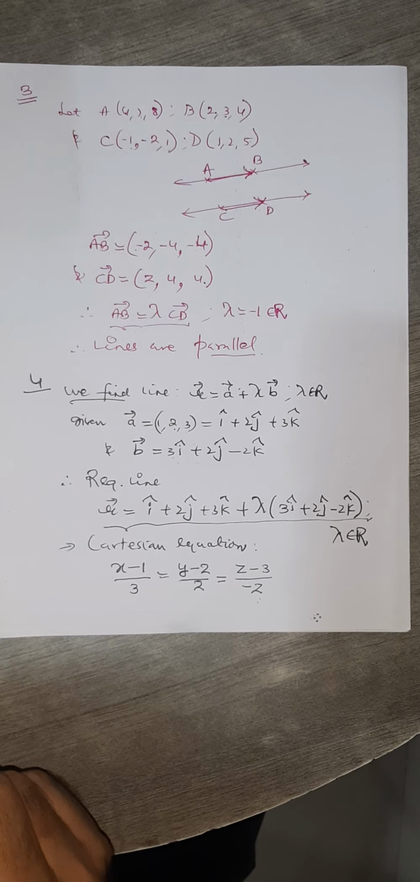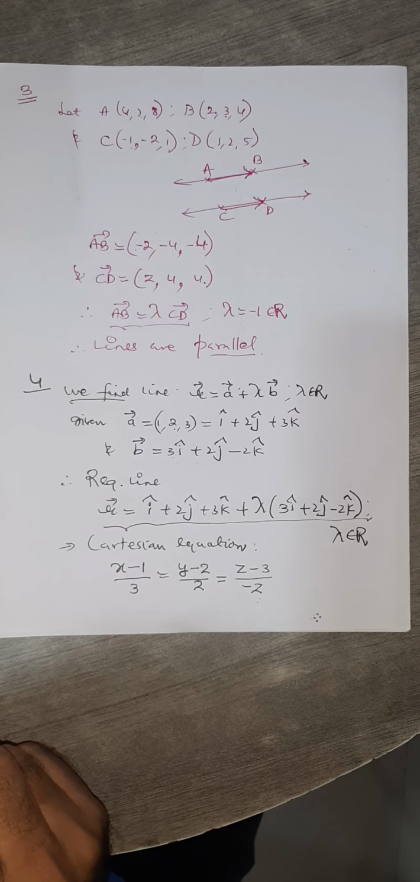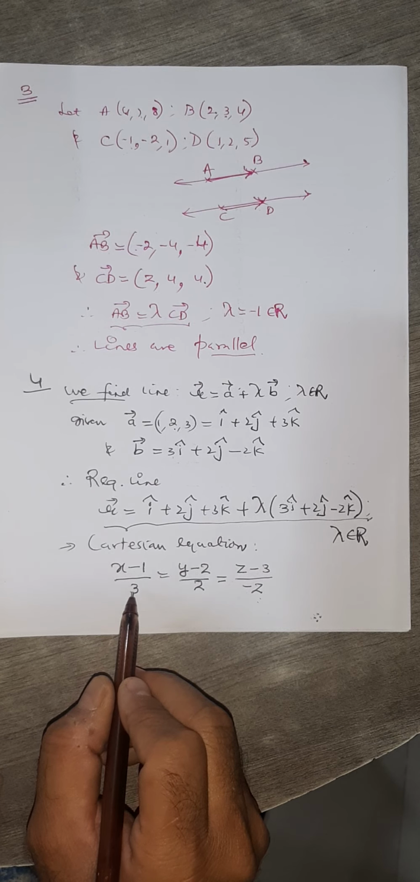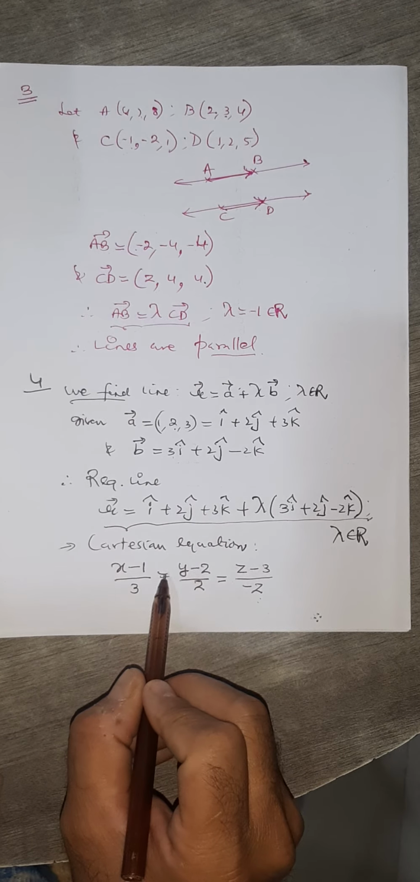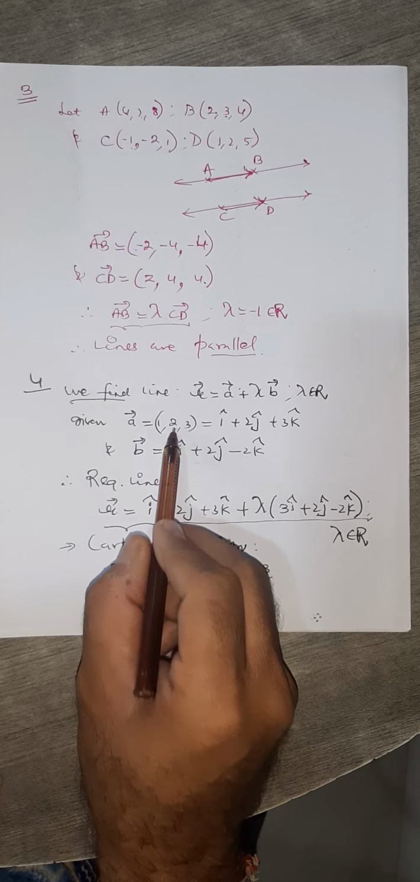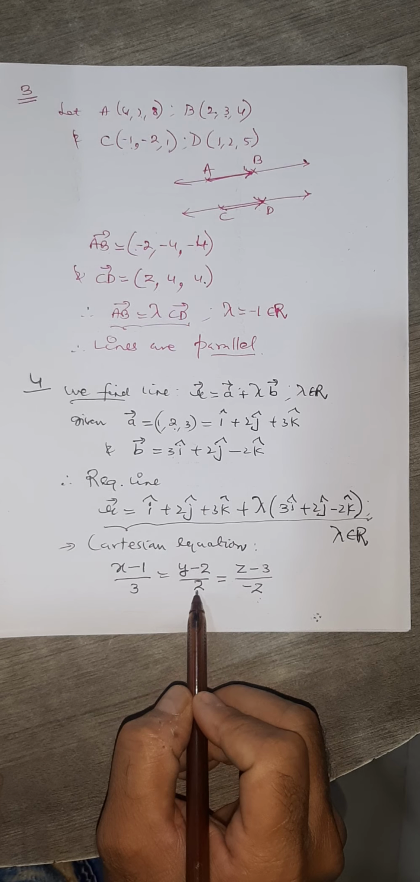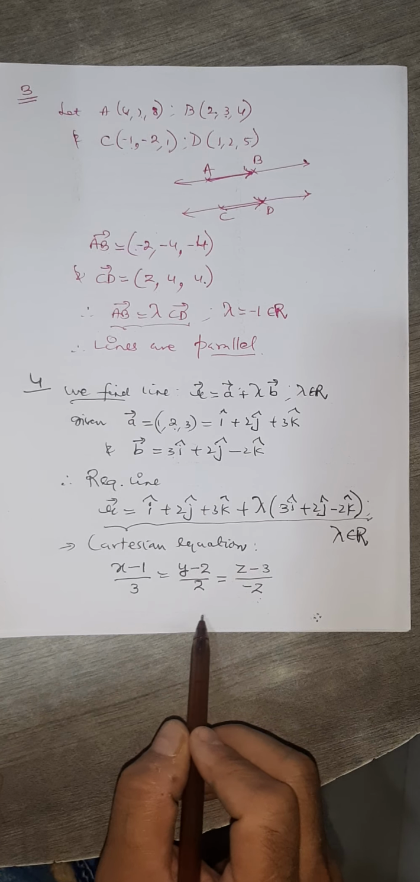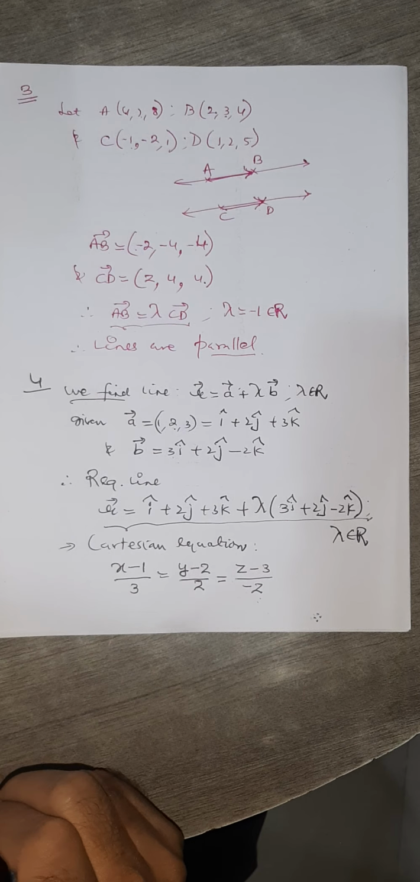Which form have I used? (x minus x1) upon a, small a, equals (y minus y1) upon small b, equals (z minus z1) upon small c. This is the Cartesian form of the line. This is the vector form of the line.